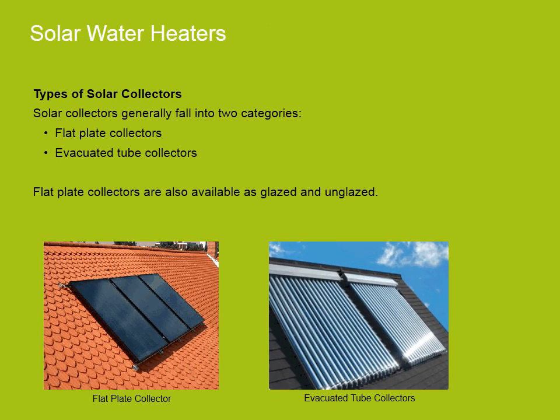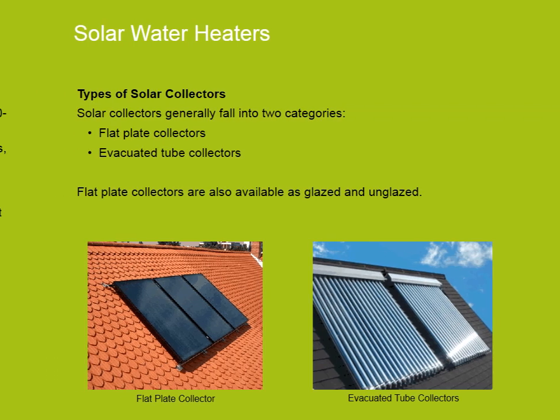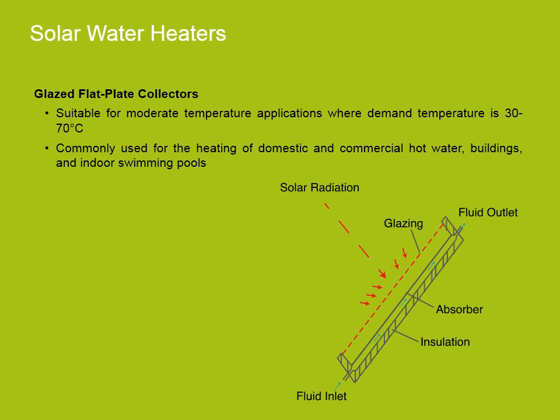Two common types of solar collectors are the flat plate collectors and evacuated tube collectors. Both serve the same basic function of collecting heat. Flat plate collectors are available in glazed and unglazed varieties. Glazed flat plate collectors use solar energy to heat liquid that circulates in an insulated solar loop. These collectors are better suited for moderate temperature applications where the demand temperature is between 30 to 70 degrees Celsius and for applications that require heat during the winter months. They are most commonly used for the heating of domestic and commercial hot water, buildings, and indoor swimming pools.